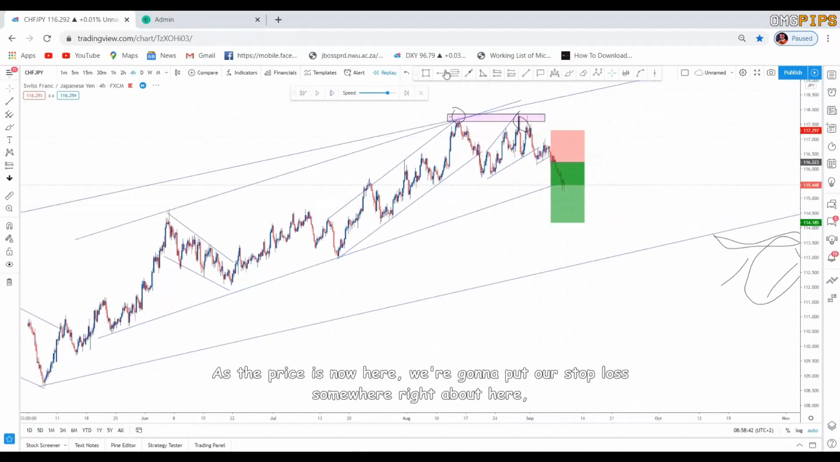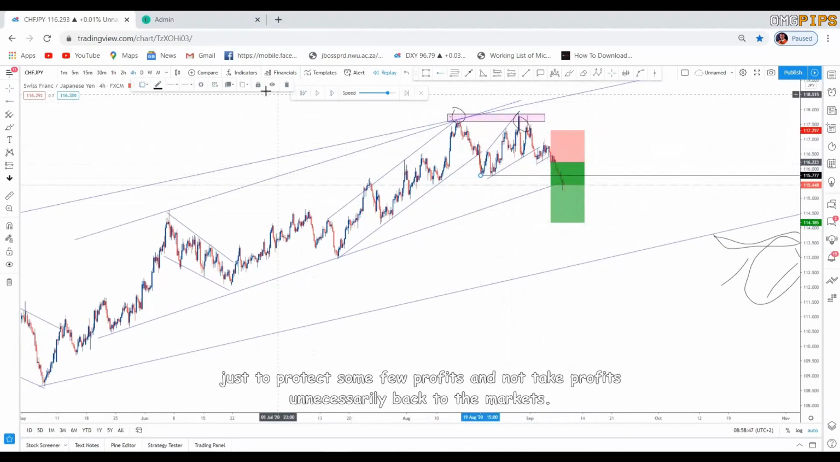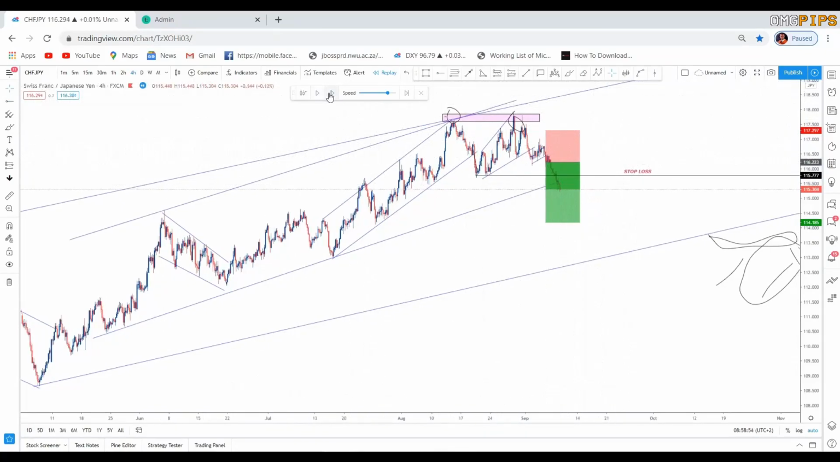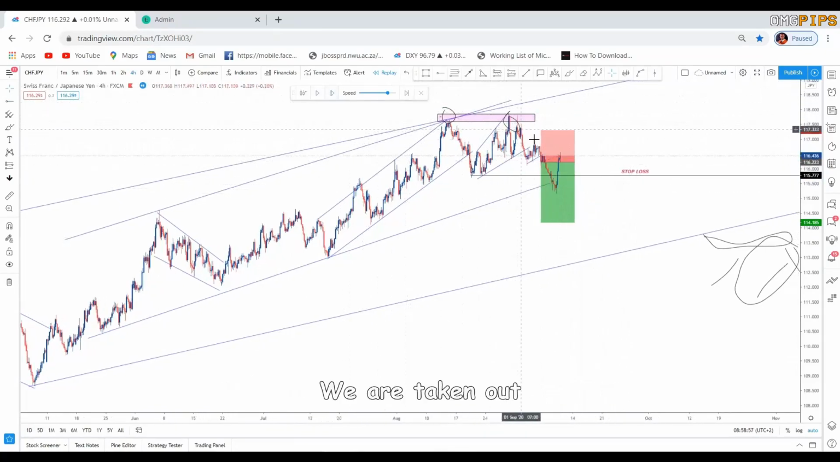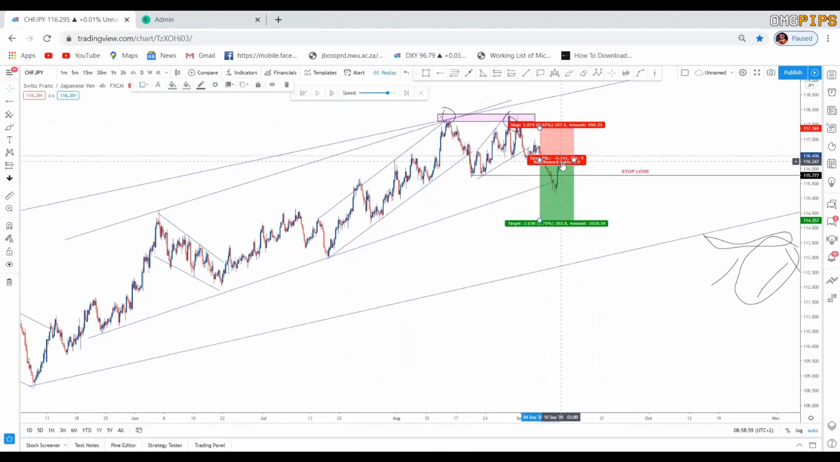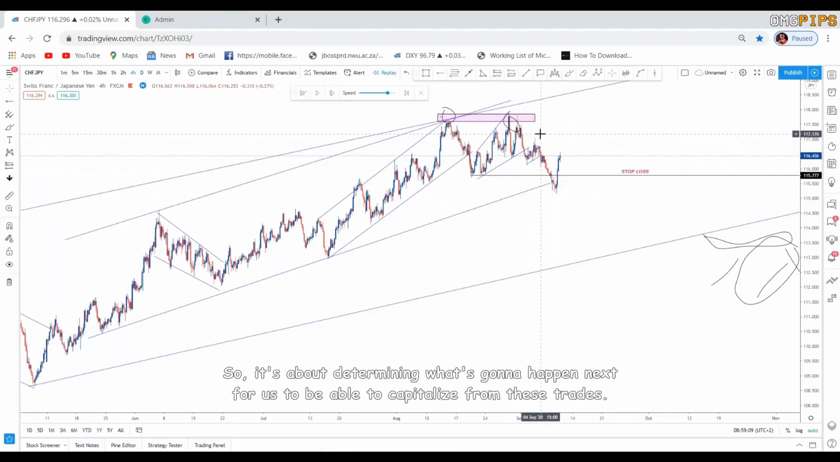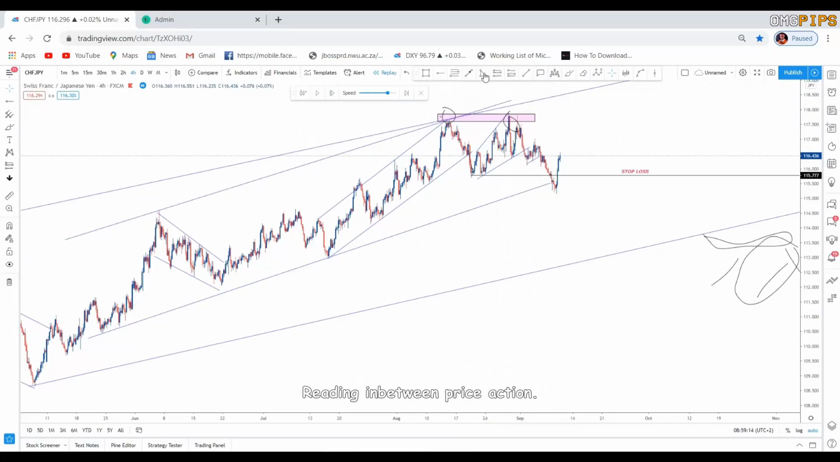So as the prices are now here, we're gonna put some stop loss somewhere right about here, just to protect some few profits and not give unnecessary profits back to the market. So let's see what happens next. We are taken out. So as I've said, this area is also an area of sensitivity. That is why prices, when they reach this level, they literally bought. So it's about determining what's going to happen next for us to be able to capitalize from these trades, reading in between price action. So let's see what happens.